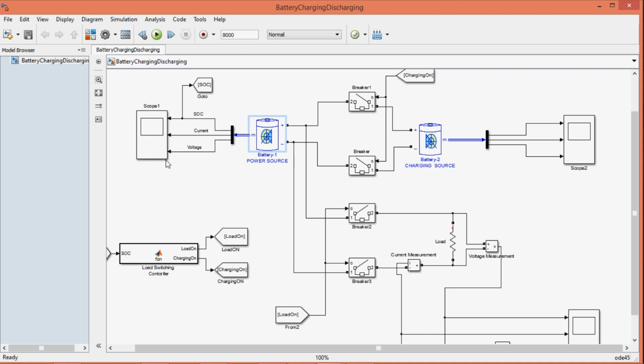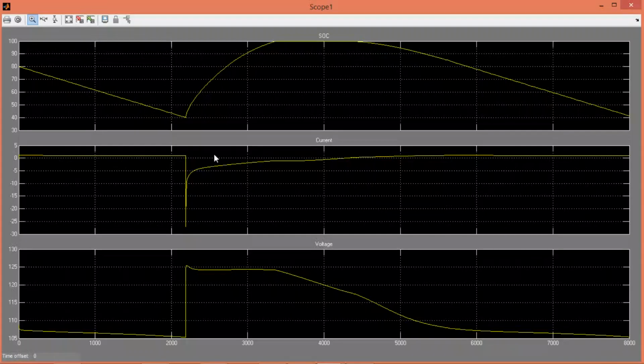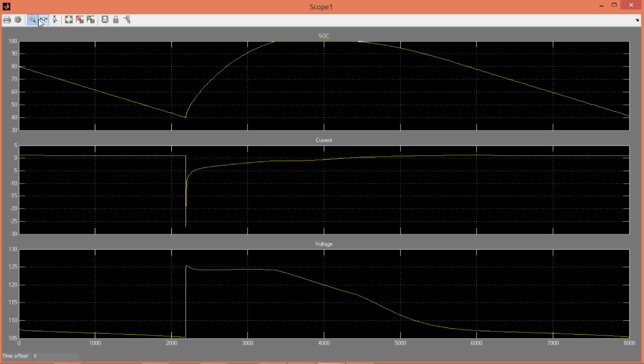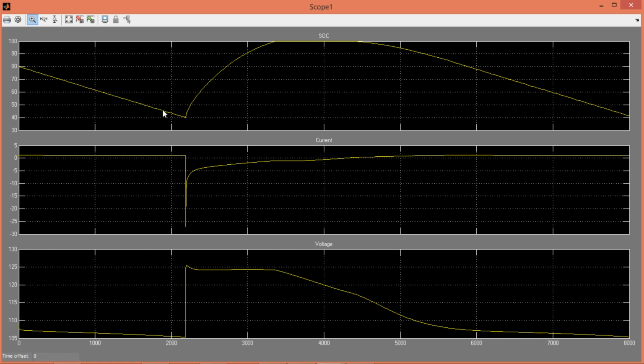Let's simulate it. Here are the simulation results of the model. We have three plots on this graph. First plot is showing the state of charge of the battery. The second plot is showing the current value. The third graph is showing the voltage across the terminal of the battery. From SOC plot, we can see initially the battery 1 is supplying power to load. That's why its SOC is decreasing.